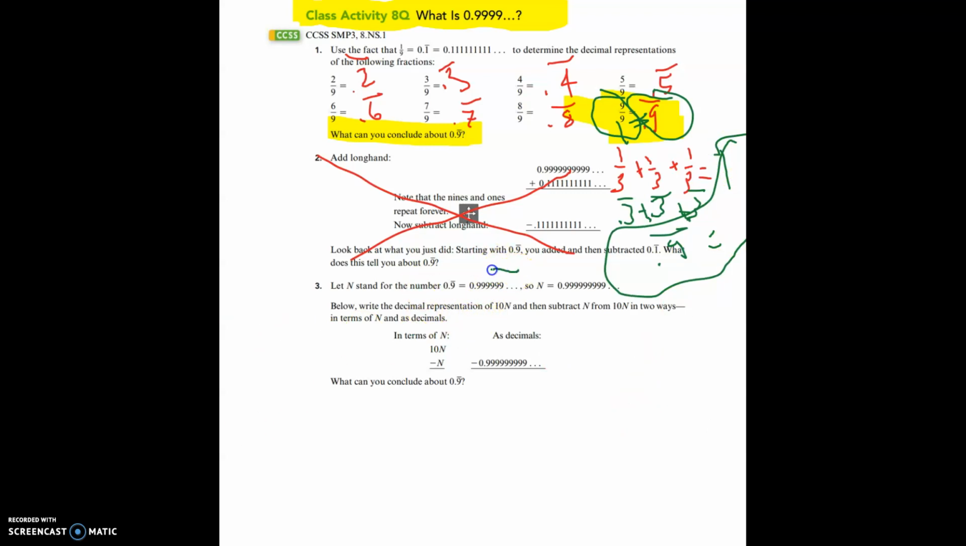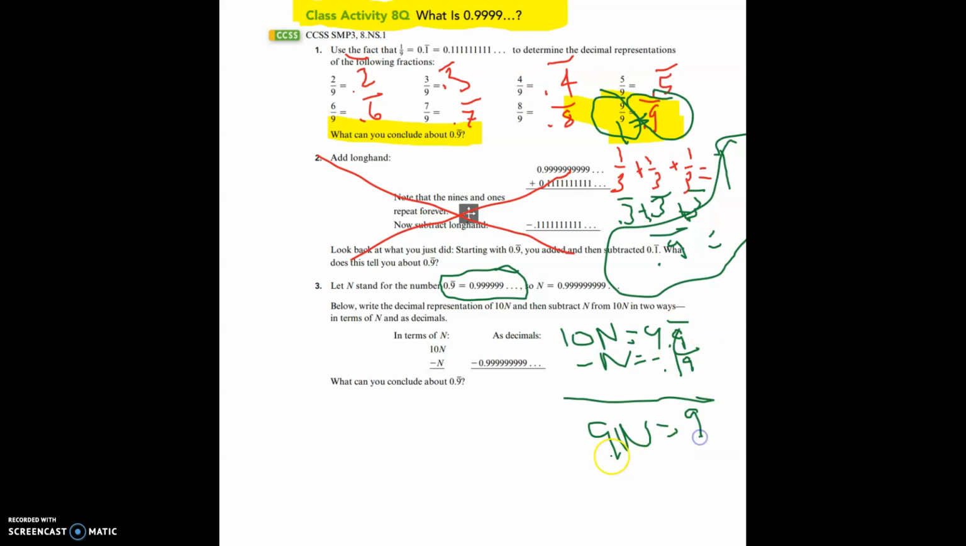Here's kind of another proof. So we know that n is equal to 0.9 repeating. If I multiply that by 10, I would get 10n, which would be 9.9 repeating. And my normal n is just the 0.9 repeating. I'm doing the same thing to both sides, so I get 9n on this side, and on this side the repeating parts cancel and I get 9. Solving with algebra, I get that n must equal 1.